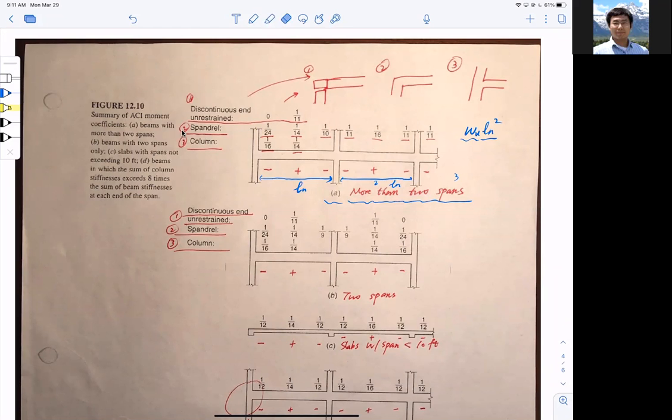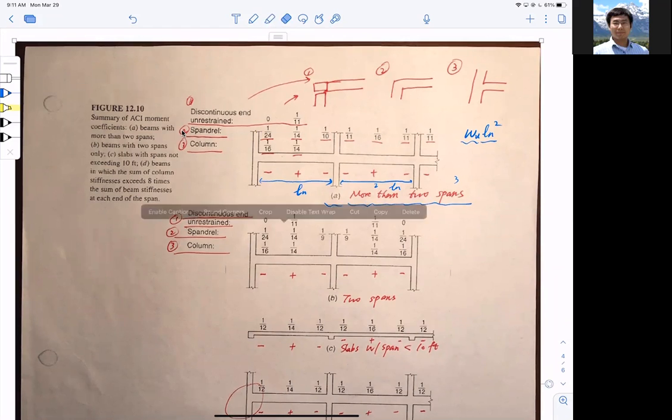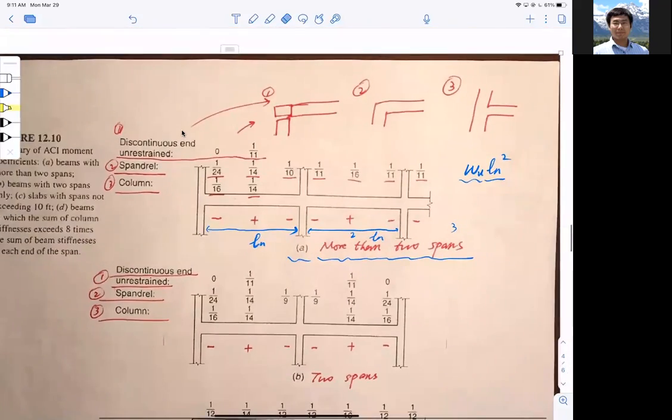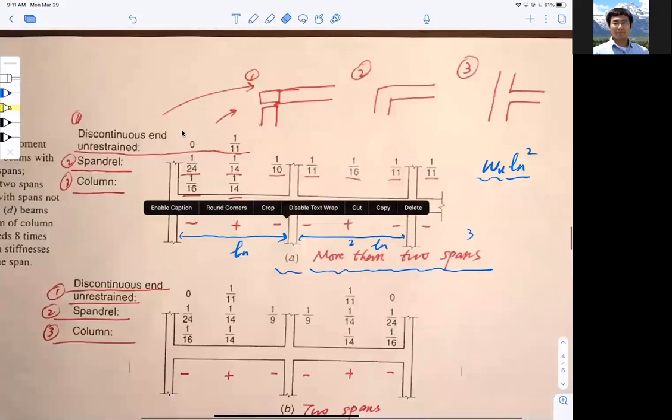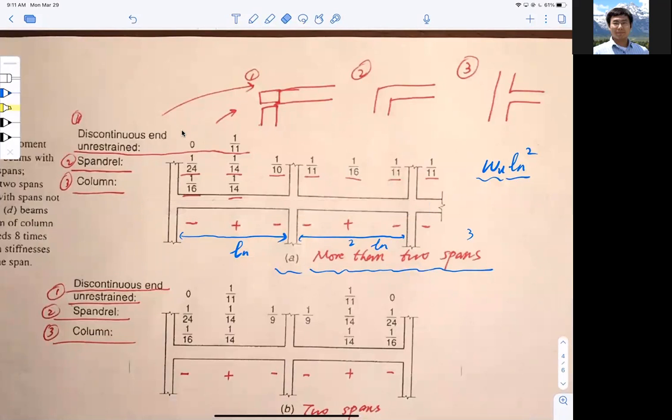Now let's read a little bit of fine print. Take a look at figure 8 again. Let me zoom in so you can see this clearly. In figure A, I have 3 rows of numbers. This is really a lazy way of writing it, so let's go row by row. The first row I label as 1, discontinuous and unrestrained. We have explained that. What does this mean? It means it is simply supported. So this is number 1.